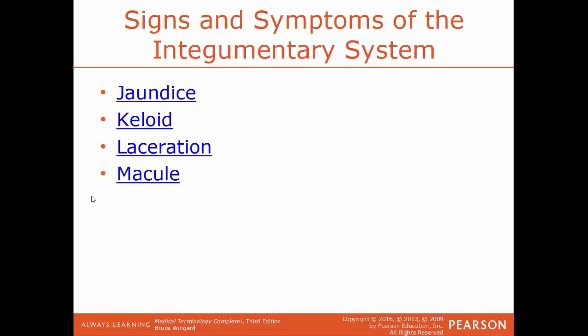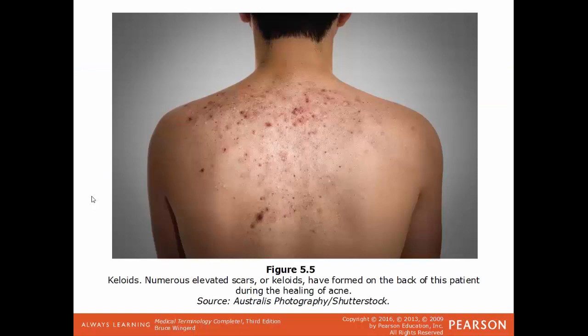We talked about this earlier on the illustration of all the different skin conditions. And macule is just another word for a freckle, a discolored area of the skin. Right, here's an example of what keloids would look like. Numerous elevated scars, all because of the excess production of collagen after those injuries have healed.